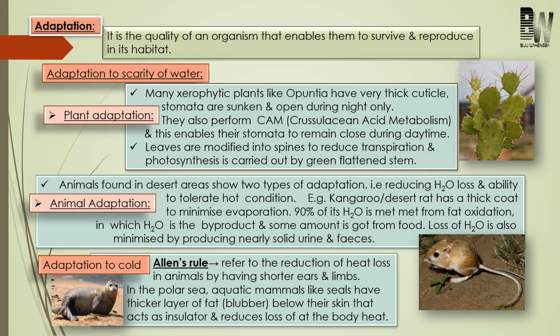That is Allen's rule. It is a principle that describes that some animals will undergo changes like having short ear, short limb, so that heat loss can be reduced. Next, come to another point related to adaptation to cold. Mammals like seal have a thick layer of fat below their skin, and this thick layer of fat functions as what? Insulator, and thus it reduces the loss of body heat. Thus aquatic mammals like seal can easily survive in polar region.